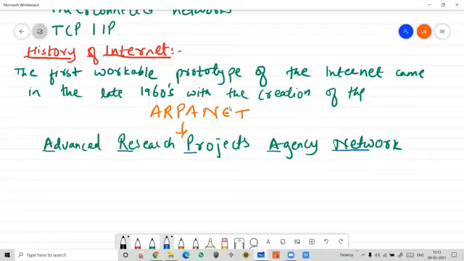Now ARPANET was originally funded by the US Department of Defense. Because in the defense, students, the people there were doing some research and they wanted to have something connected so that communication is possible at the fastest speed. The connection should be there. So this is ARPANET, the Advanced Research Project Agency Network, originally funded by the US Department of Defense.